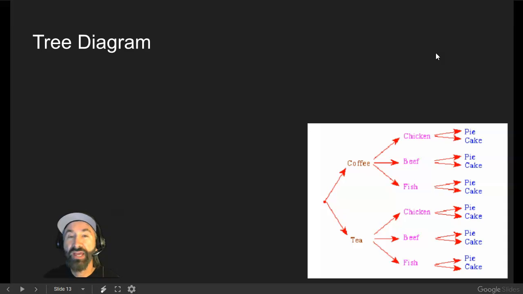In the case of the cafe specials, we can have a drink, we can get a sandwich, and we can get a dessert. And if there are two types of drinks, three types of sandwiches, and two types of desserts, we could make a tree diagram that looks much like this, and it would tell us exactly how many different ways we could order a special.